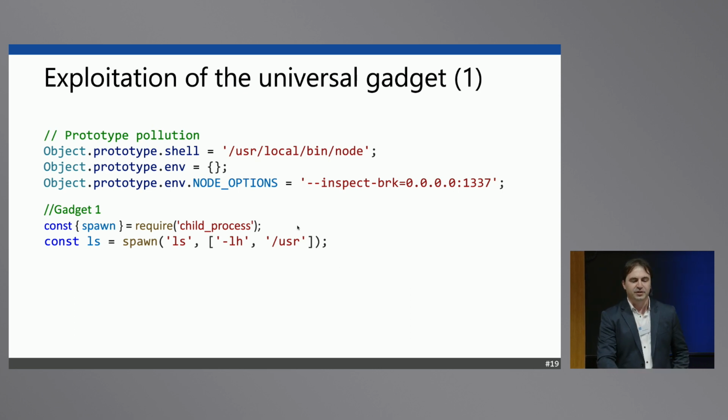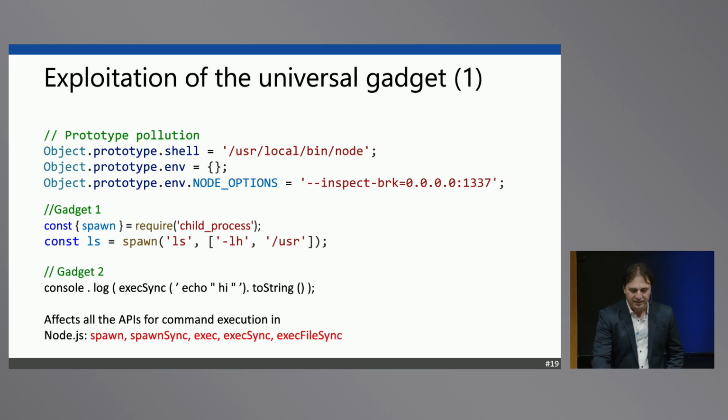Well, what you can do is you can set the shell to node, so executing the process, and then you can modify the environment in such a way that you get something called the remote shell, basically. So again, if you manage to do prototype pollution, then you get this gadget. So this is nice. Well, this is not nice. This is horrible, actually. But yeah. Gadget 2 is exactly the same. So what we find there is that all the main commands in Node.js, like spawn, spawnSync, and so on and so forth, they're vulnerable to this kind of attack. Okay?